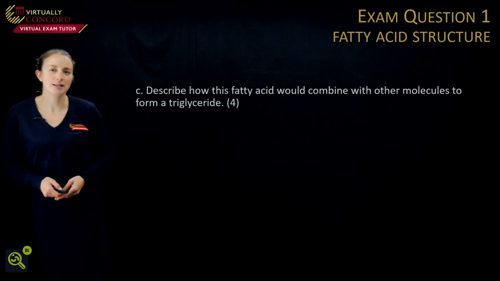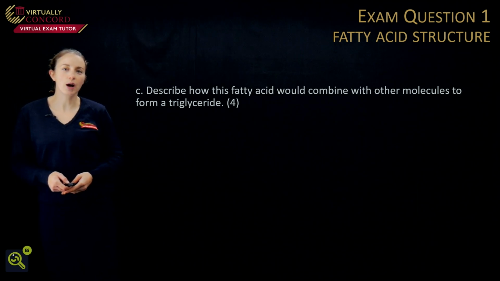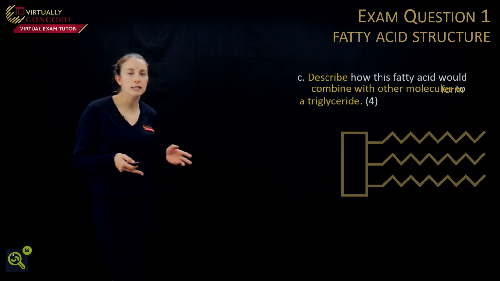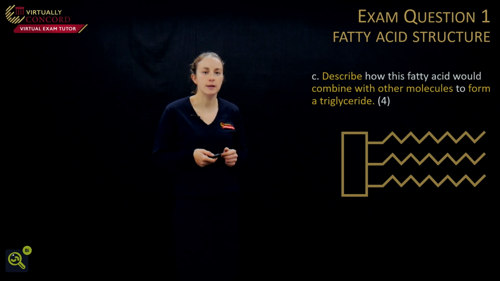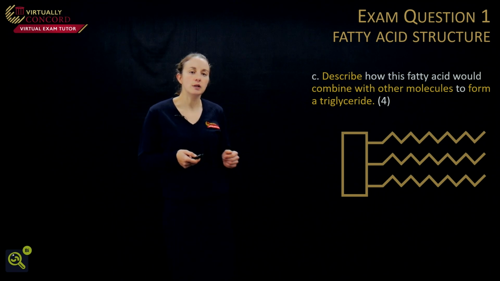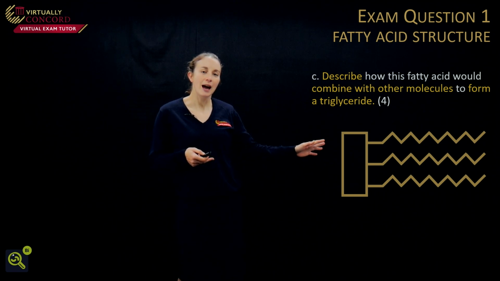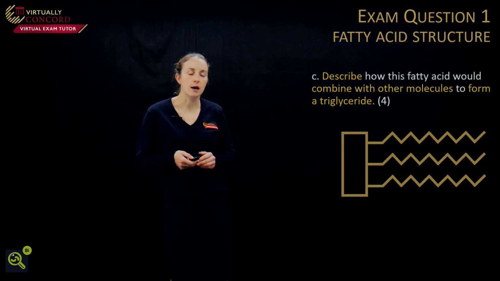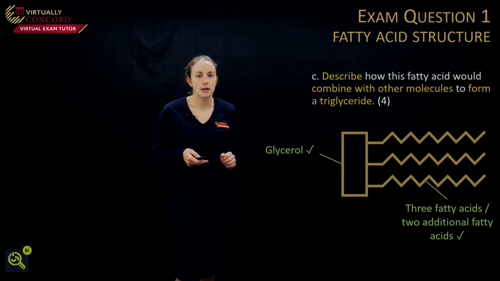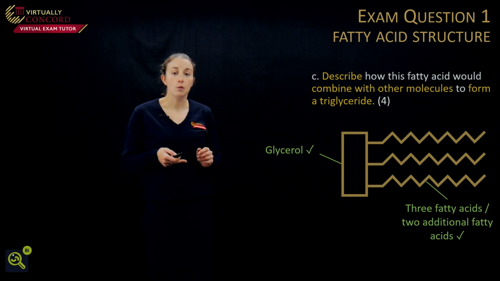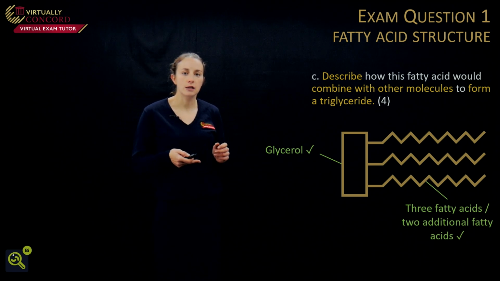So for the third part of this question, it simply asks you to describe how this fatty acid would combine with other molecules to form a triglyceride. There are 4 marks available for this one, so you do need to include quite a bit of detail in your answer. You need to describe the structure of the molecule and then also how the bonds form within that molecule. So starting simply with glycerol plus 3 fatty acids. The question did start with 1 fatty acid, so you might have written adding 2 additional fatty acids here.